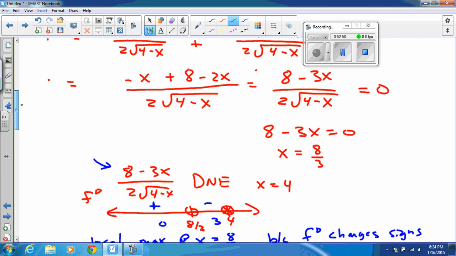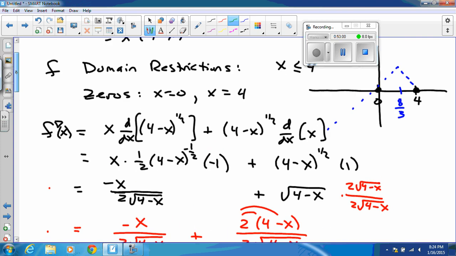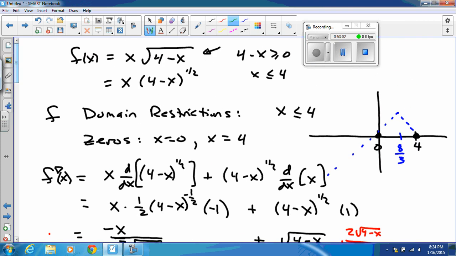So in fact, our only critical point for f double prime is going to be the place where f double prime does not exist, and that's right at x equals 4. And when I test a value, any value, of x for x less than 4, let's try 0, then I get a negative over a positive. Or in other words, f double prime is negative on the entire domain of the function.